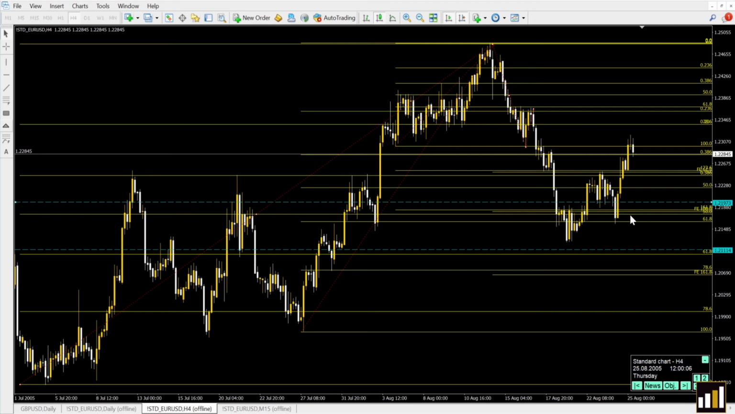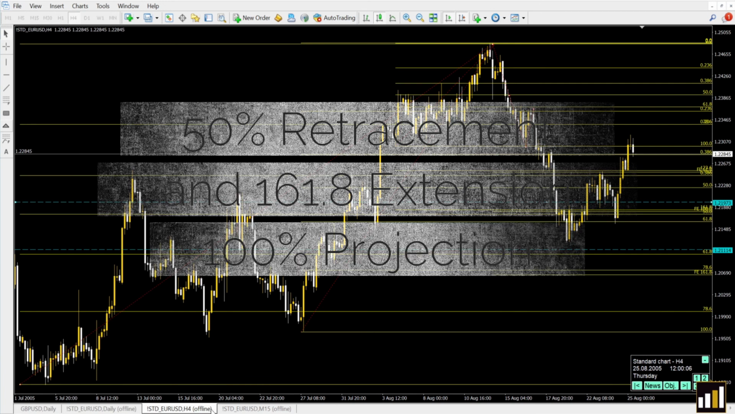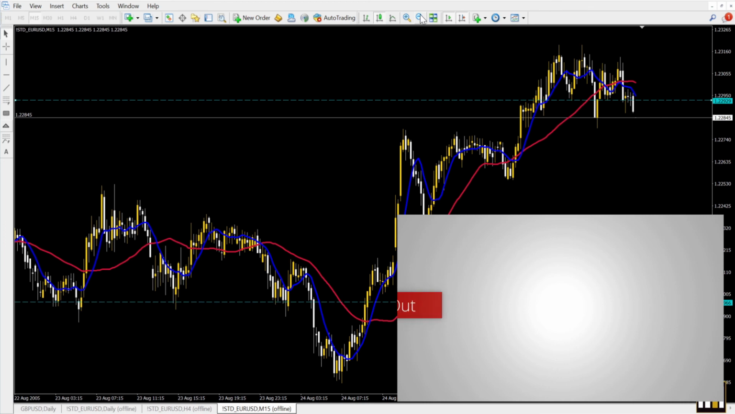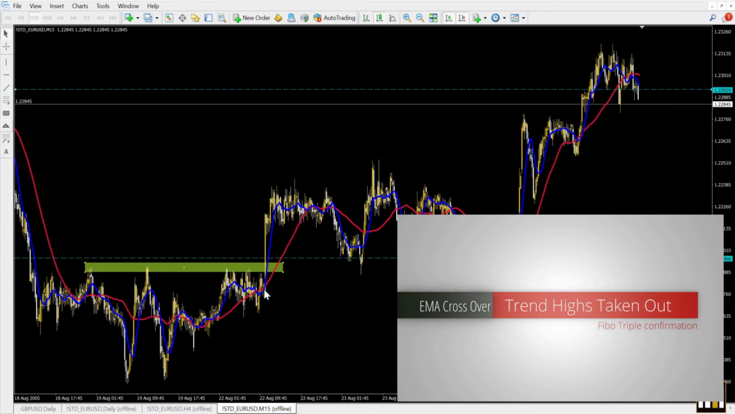You look at the cluster of Fibonacci for confirmation, and then you go down to your 15-minute, looking for crossovers and break of structure.